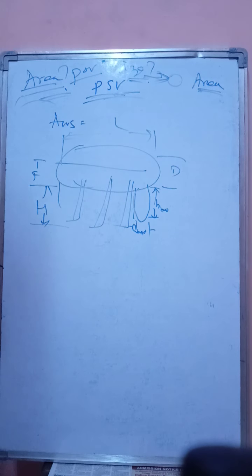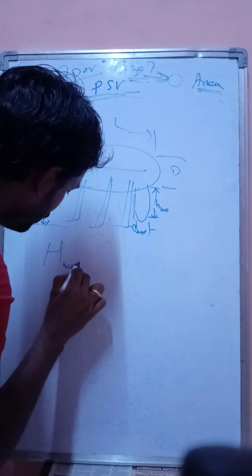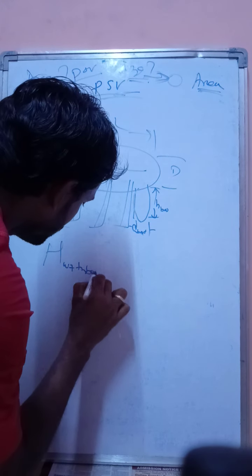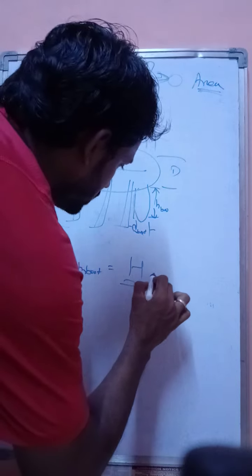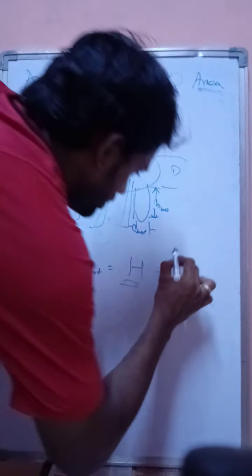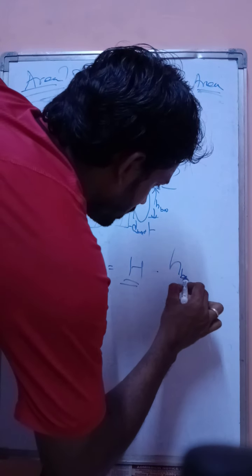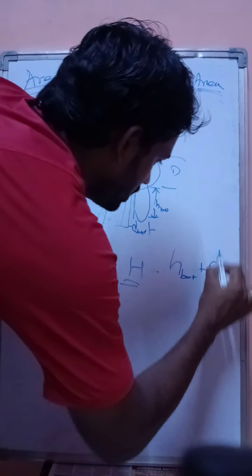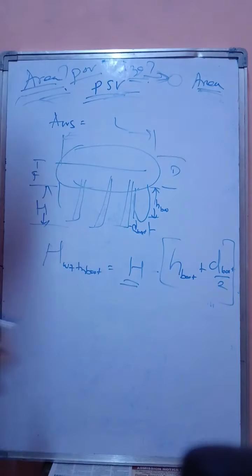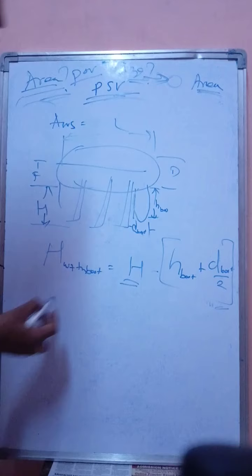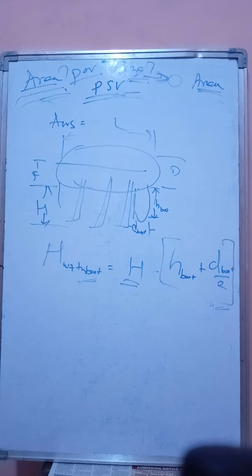So it is having the boat. That's why H with boat is equal to H. This H refers only to the vessel height from the elevation without boat. And the next one is we have to subtract these dimensions, which is H boat plus dia of the boat divided by 2. So if you go by this formula, you will get H with boat.